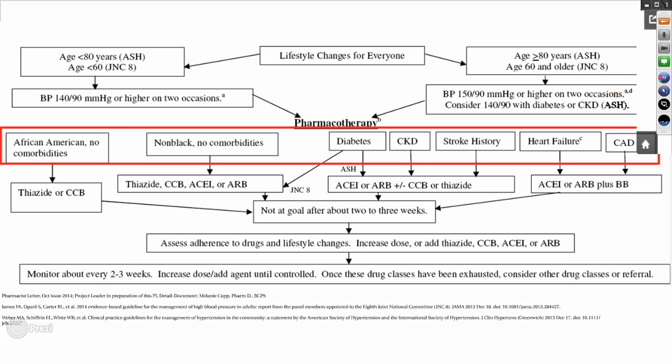So we start with lifestyle changes. Our patient is less than 60. Their blood pressure is 145/87. So we go over this side. We start pharmacotherapy. Remember, he's Caucasian and otherwise healthy, so we can start any one of these drug classes. We chose a thiazide. So we'll wait, and if he's not at goal in about 2 to 3 weeks, we'll assess lifestyle, increase the dose if we need to, or add another one of these recommended drug classes, ACE, CCB, or ARB. We'll monitor that, and if these options have been exhausted, we can consider other drug classes that we spoke about.